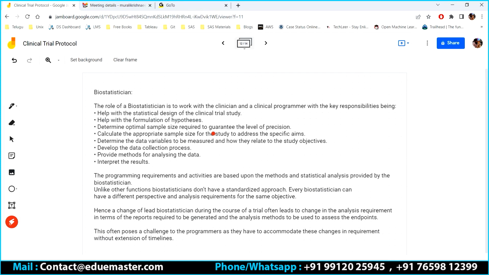Calculate the appropriate sample size for the study to address the specific aims. Both of them are going to be randomizations. Give the proper samples to carry out your study properly, right? Determine the data variables to be measured and how they relate to the study objectives, right?